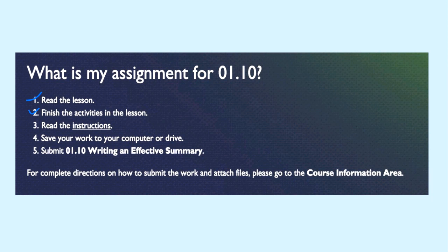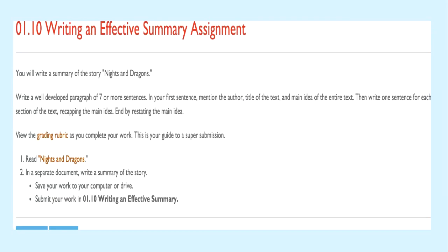Anytime we see something underlined or in a different color, we need to click on it. So I want all of you, yep, a hyperlink. Good job, Rebecca. I want all of you to click on that hyperlink for the instructions. So when you click on it, you get this. 1.10, writing an effective summary assignment.